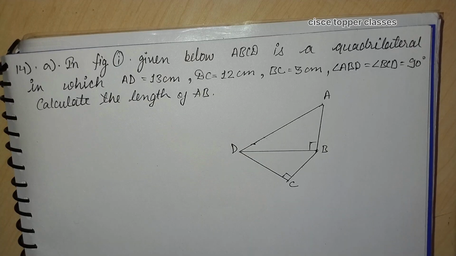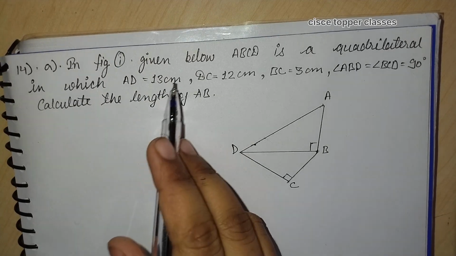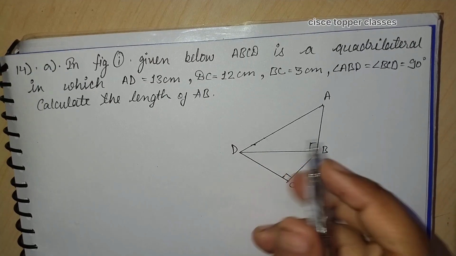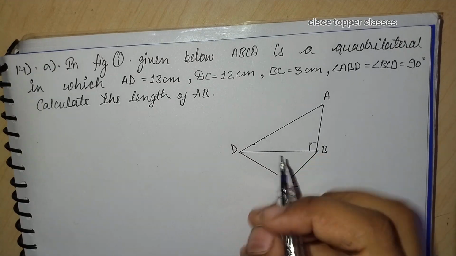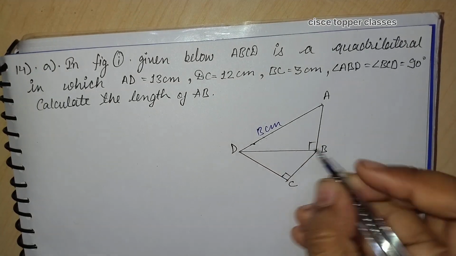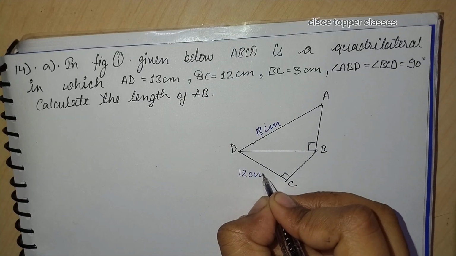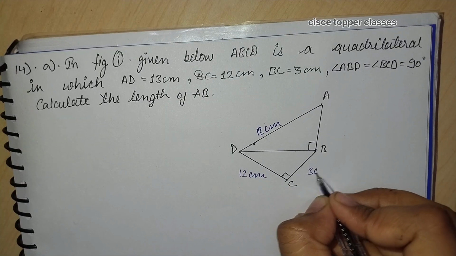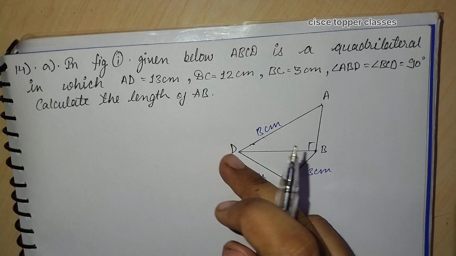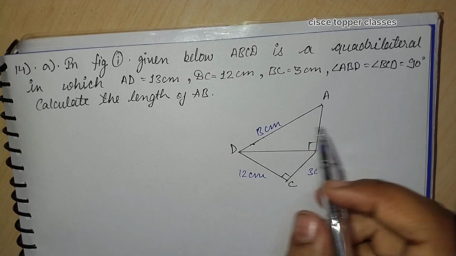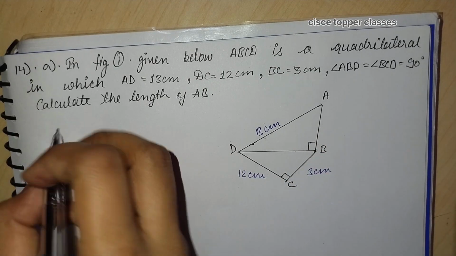Let us solve 14th question here. First part. This is in the figure given below. ABCD is a quadrilateral in which AD is equal to 13 centimeter, DC is equal to 12 centimeter, BC is equal to 3 centimeter, and angle ABD is equal to angle BCD, which is 90 degree. We have to calculate the value of AB here.